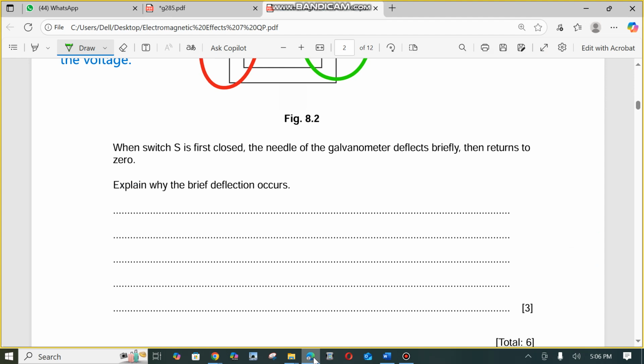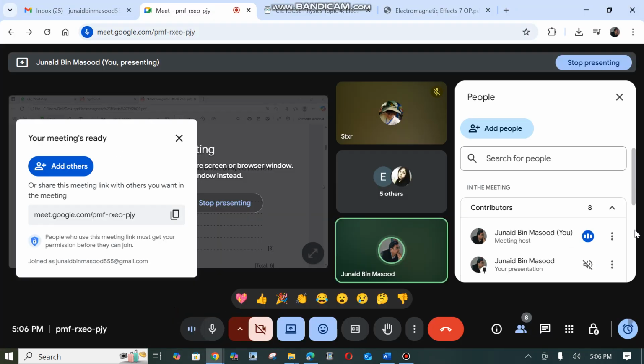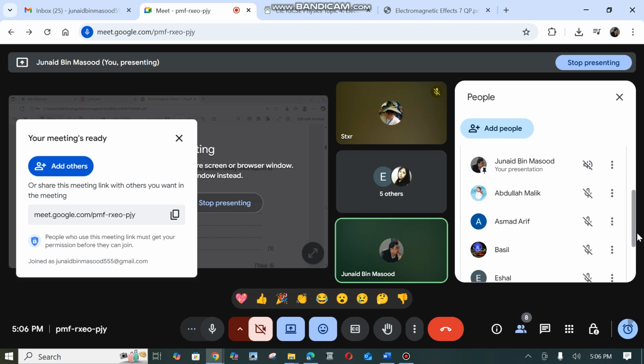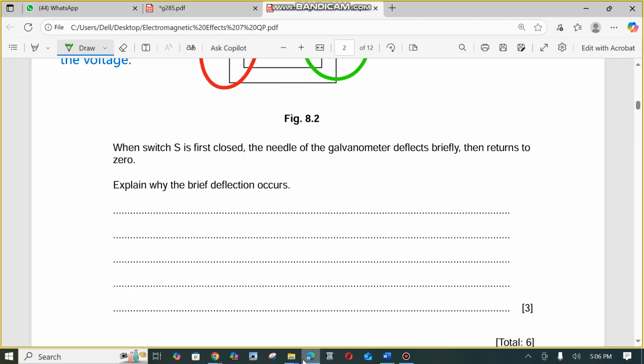Hello? Hello? This relates to the working of a transformer. Janita, Basil, Mozam, Asmad, Abdullah. Can someone, Mozam, answer this?